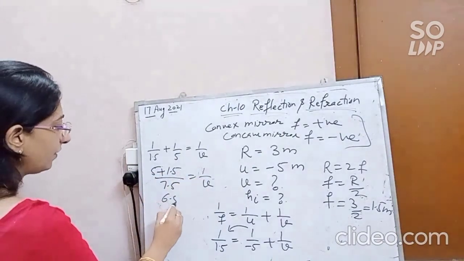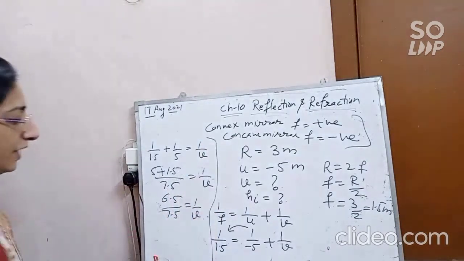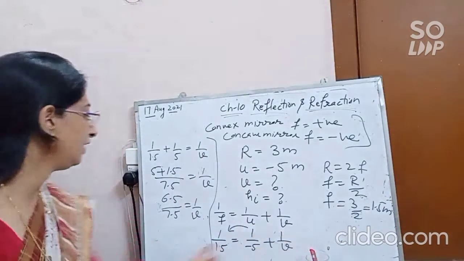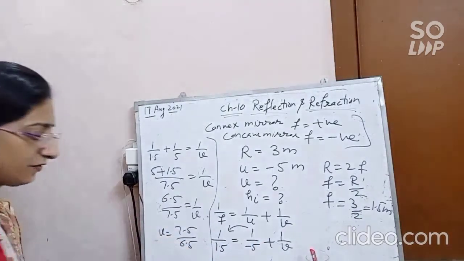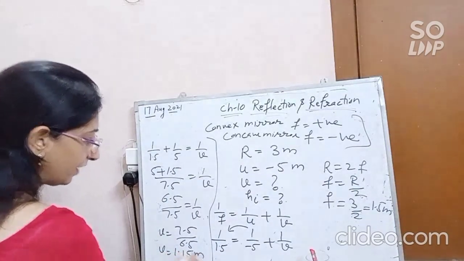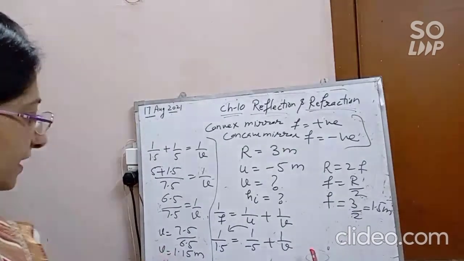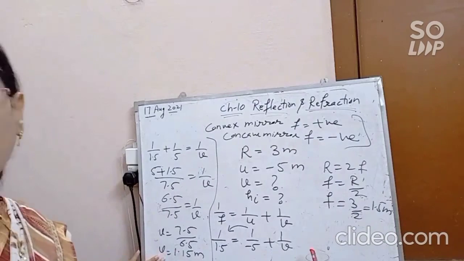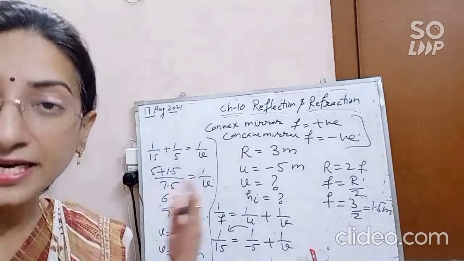That is 6.5 upon 7.5 equal to 1 upon v. So we have to find out the value of v. We can find the value of v equal to 7.5 divided by 6.5. After solving, that is equal to 1.15 meter. Okay, so we easily found the value of v. So in the question, we had to find out the image distance, already we have found it. U is already given. So what else we have to find out? We have to find out the magnification also.